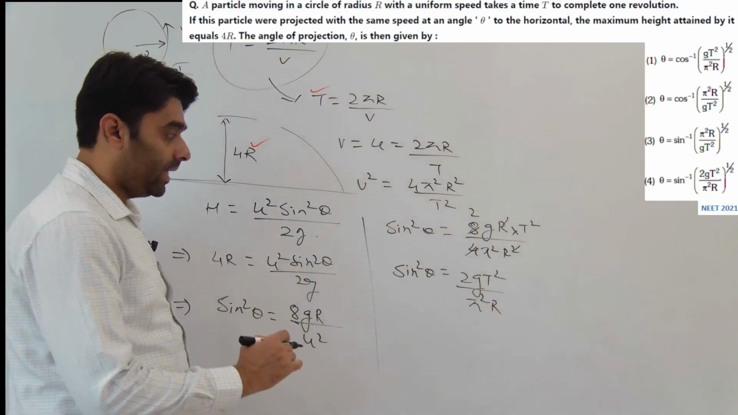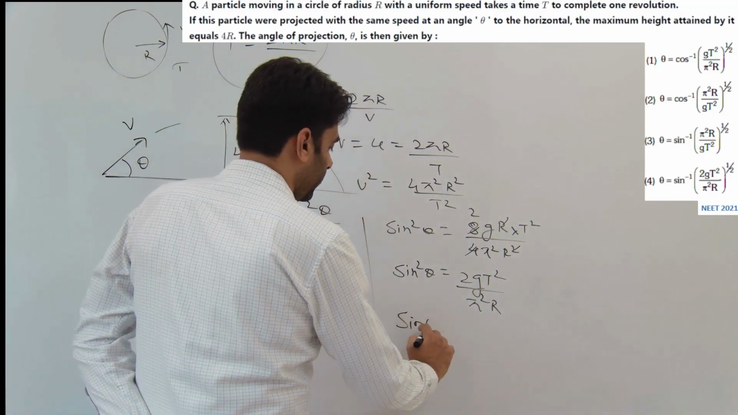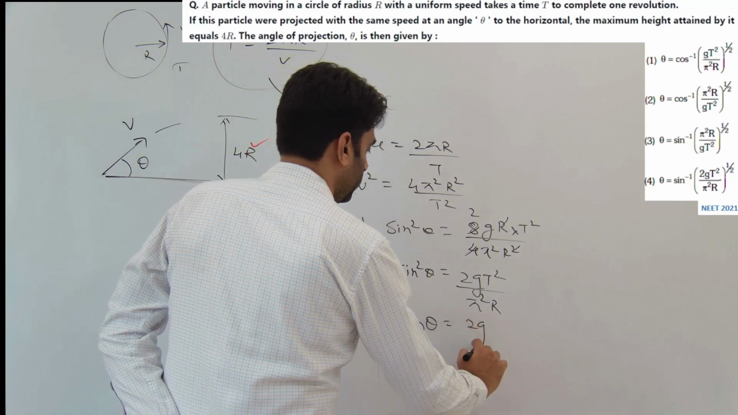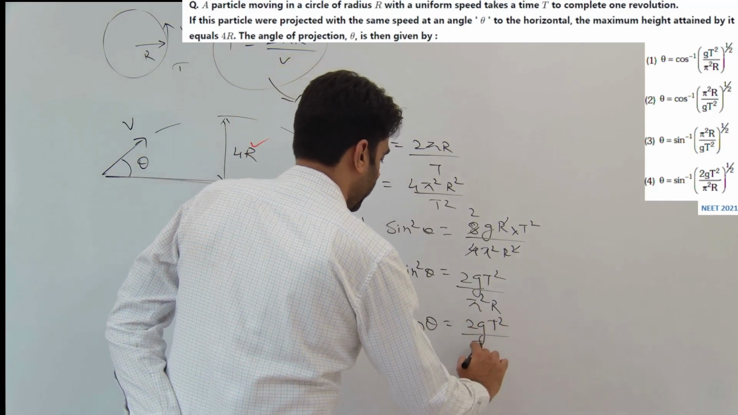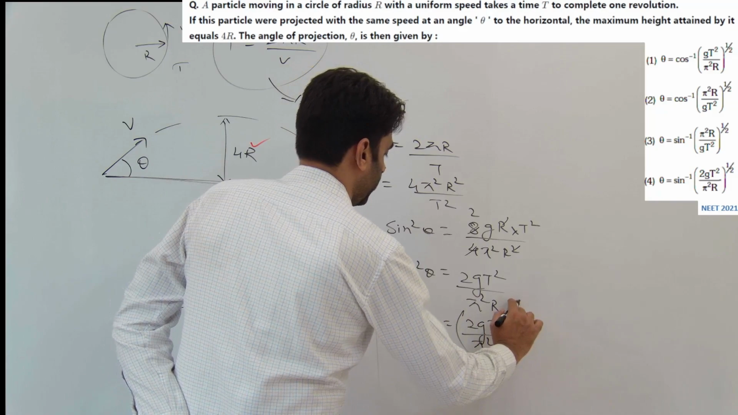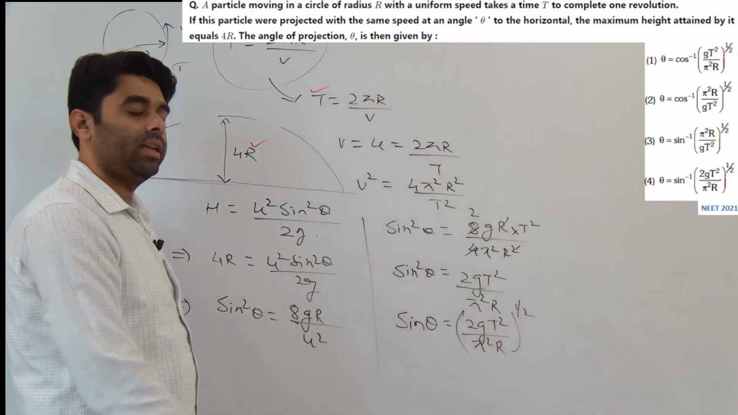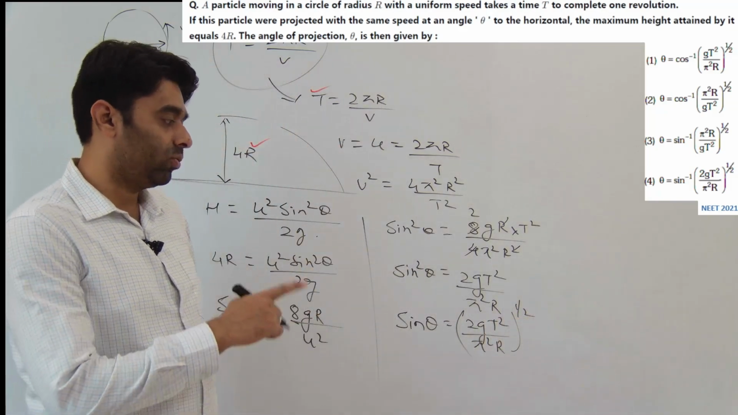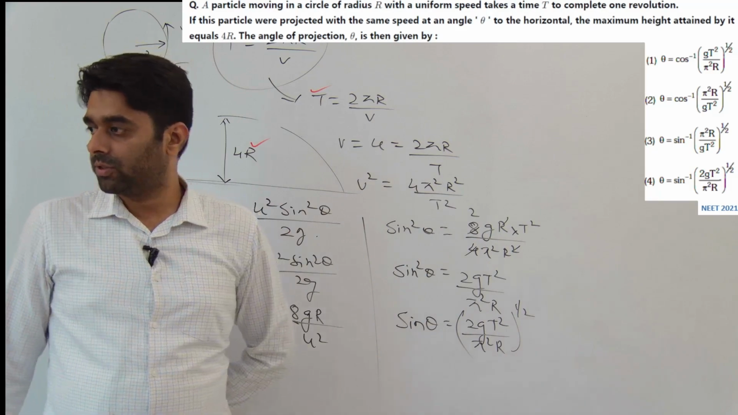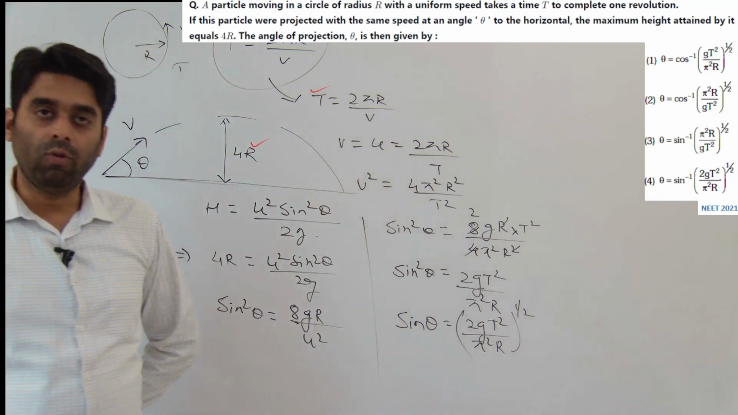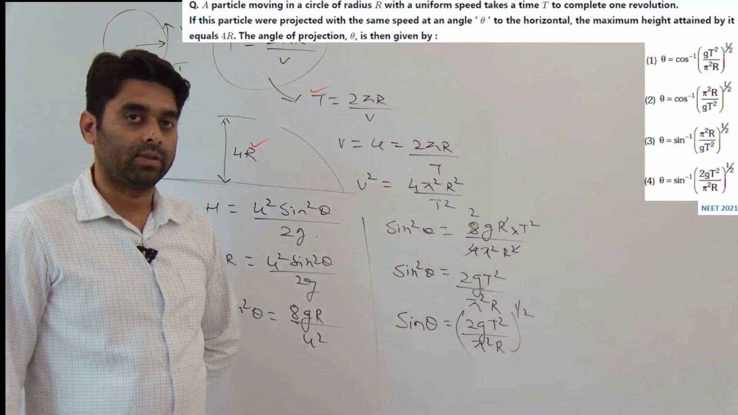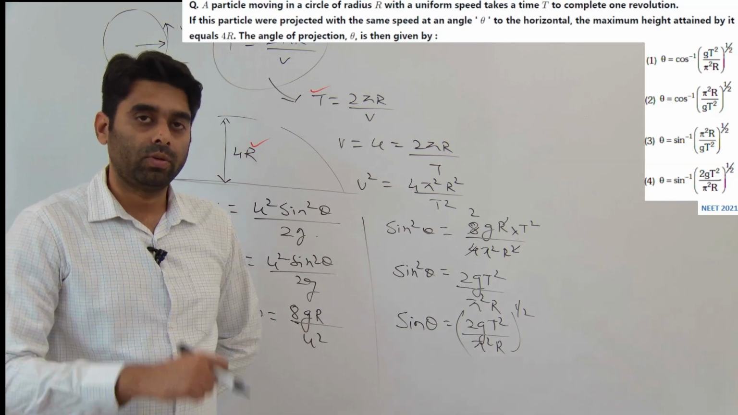Sine theta can be written as what? Sine theta will come out to be 2g t square by pi square r, whole power 1 by 2, and theta will be sine inverse of that, 2g t square by pi square r power 1 by 2. Which option is this? Option number 4 is our correct answer. I hope everyone understood this. Let us look at the next question.